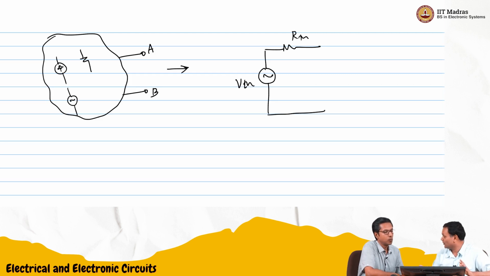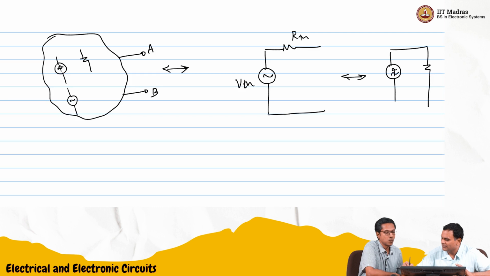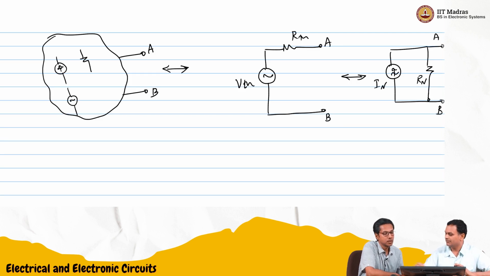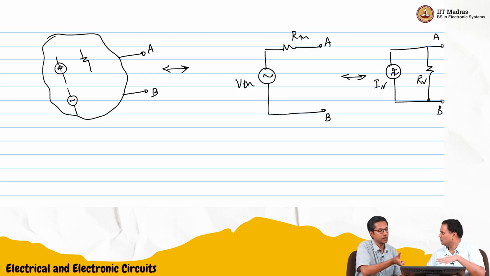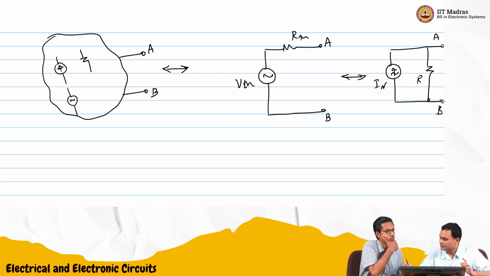And you also have a Norton equivalent. So we can also say that there is a Norton equivalent, which will be an AC current source in parallel with a resistance, across the same set of nodes A and B. So this is IN and RN. This RN is RTH, so maybe I'll just call it RTH here.